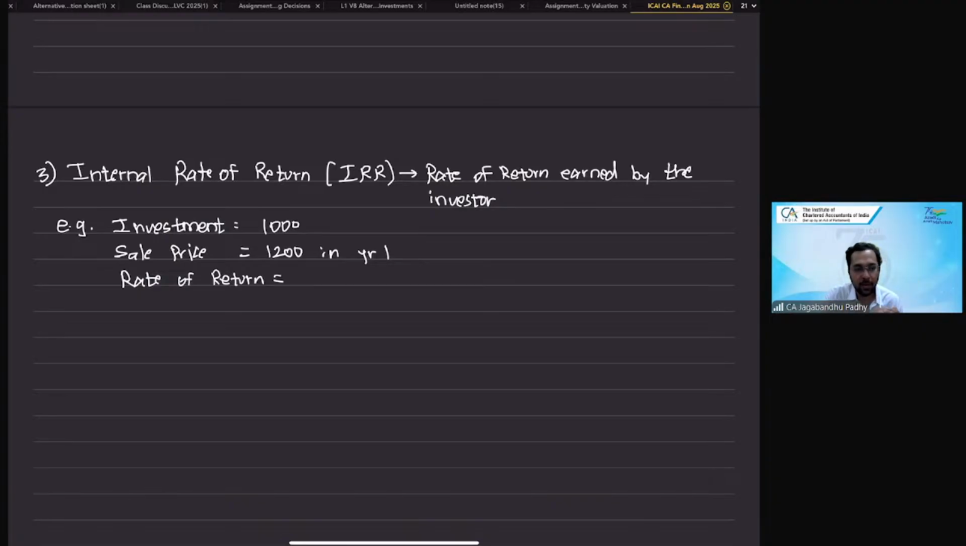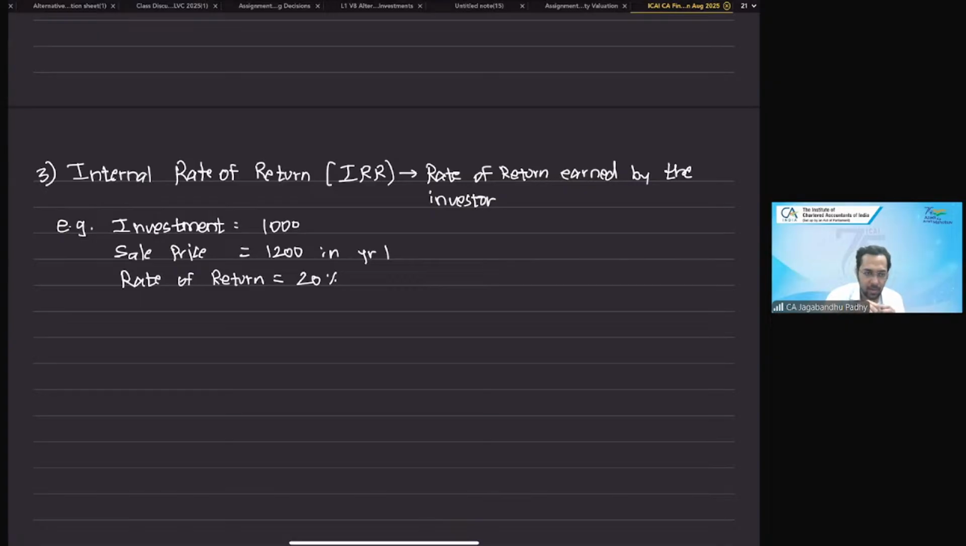What's the rate of return that we have earned? 20%. Because it's just 1 year, so you say it's 20%. Now, one more thing that we have learned is that at IRR, when you discount the cash flows at IRR, NPV of that particular project or asset becomes how much? 0, right?